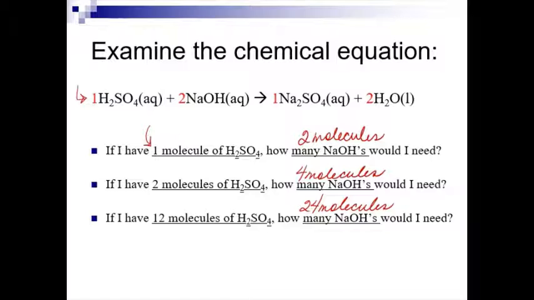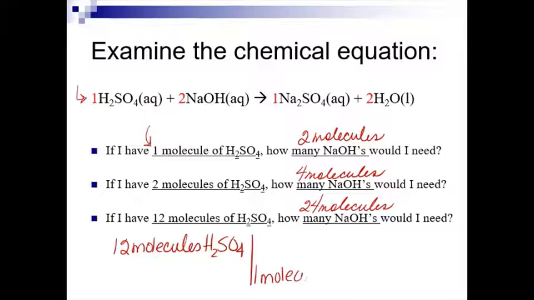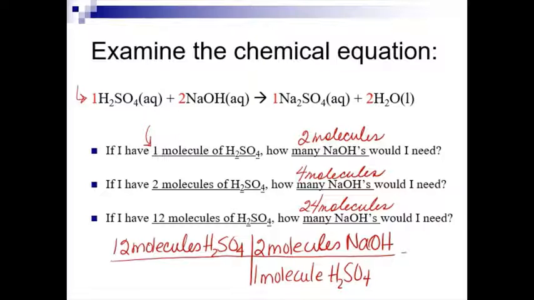Now, we can do this in our head, but what we actually did was a conversion. We said 12 molecules, and remember there's no abbreviation for molecule, H2SO4. Well, I know that one molecule from up above in the balanced equation, H2SO4, needs 2 molecules of NaOH. So we put that in there, and we came up with 24 molecules of NaOH.